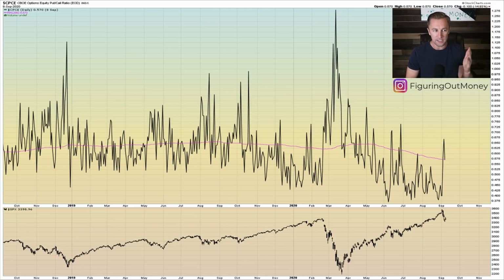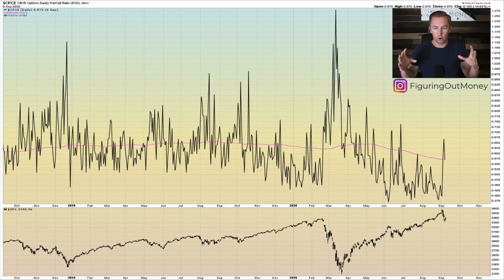So this is the CPCE, the options equity put to call ratio. There are three different charts we can technically be looking at. We have the CPCE, that's the equity, and then we have the CPCI, which is the index, and then we have the CPC, which is the total combined ratio. The reason why I show you the CPCE is because it's more retail investor sentiment. The CPCI is typically above 1, while this one is typically below 1. The CPCI is typically above 1 because it is used more by institutional investors that are hedging their bets with puts.